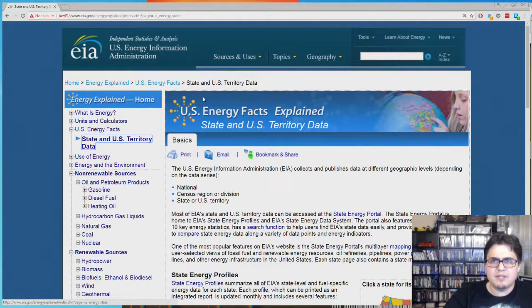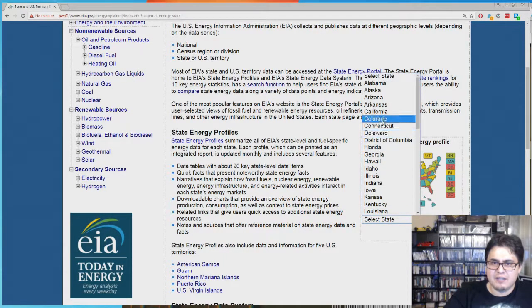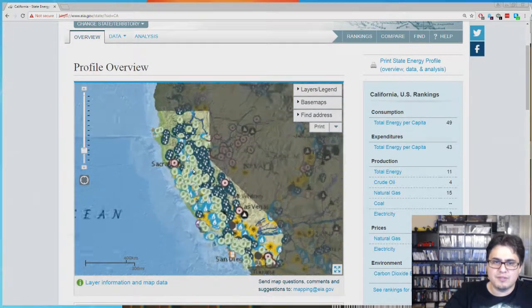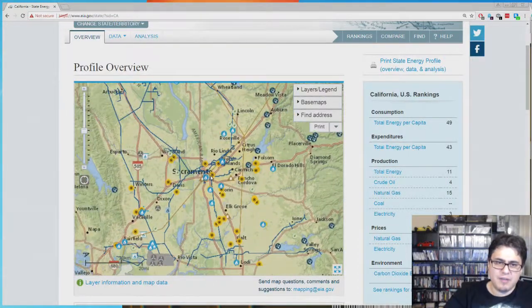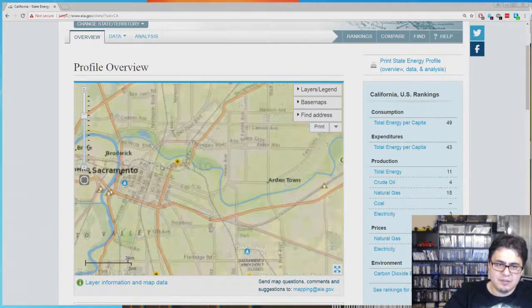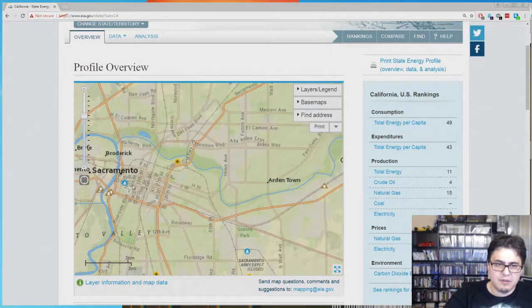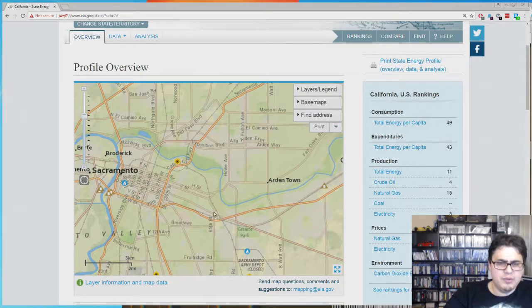Here, this is actually pretty interesting. You can select by state a map, and it'll show you all the electrical sources, or all the energy sources. So here we could go to Sacramento, and we could see that at the top of Midtown, kind of by the river, we have a solar power plant of 1.5 megawatts. Downtown is probably a backup generator. We have a natural gas plant. This is 2.9 megawatts, so these are really tiny.